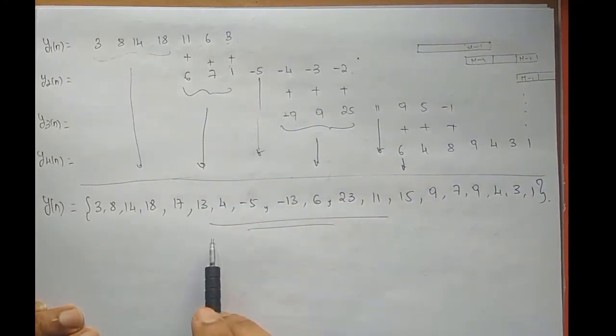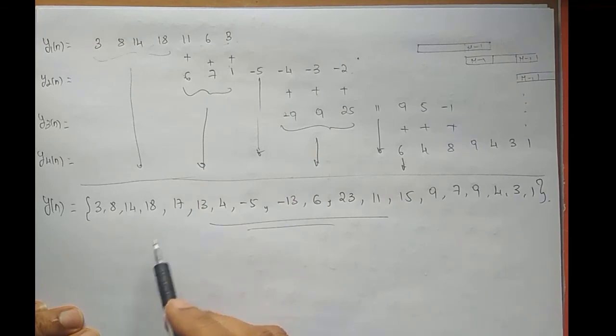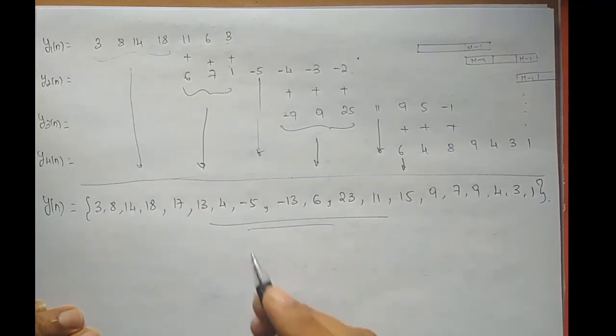And the output what we got using overlap same method, both has to be same. You can cross check your answers. And one more thing, this is nothing but what? Linear convolution. If you want to cross check your answers, again you can do the linear convolution of x of n and h of n, and you can see whether whatever you did is right or wrong.